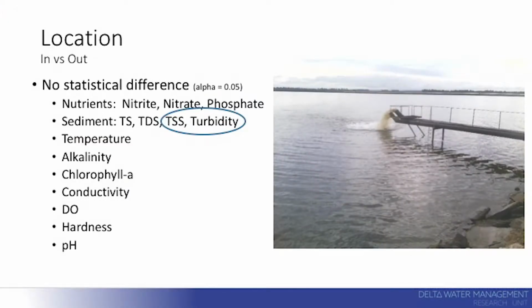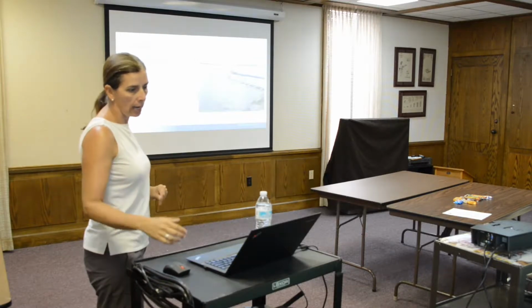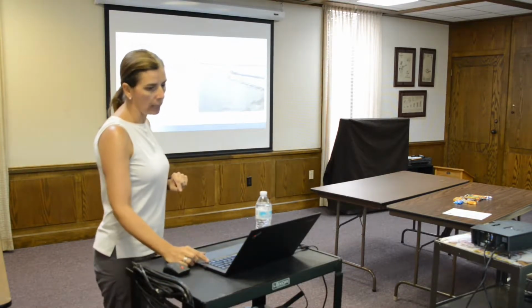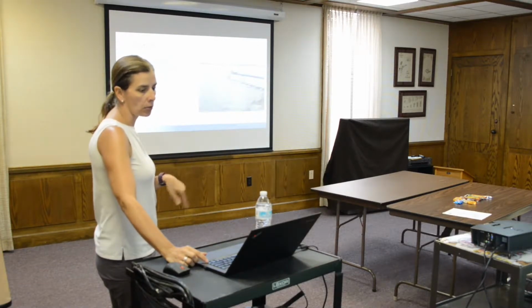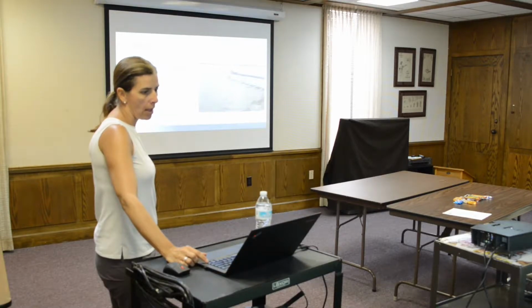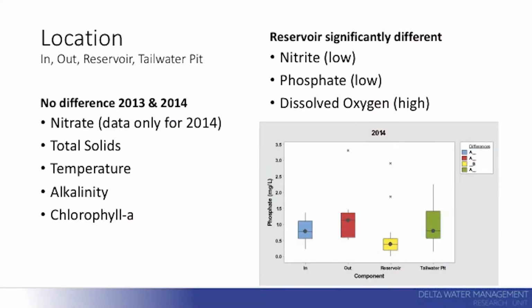We measured it, and we saw really no statistical difference in all of these components between what was coming into the system and what was coming out. We saw that water moving through the system didn't change these components statistically. We did see some differences in TSS and turbidity on what was coming in versus what was leaving the system. When we look at the system in those 4 components that I described, the ins, the outs, the reservoirs, and the pits, we saw no difference in this list of items here for nitrates, solids, temperature, etc.